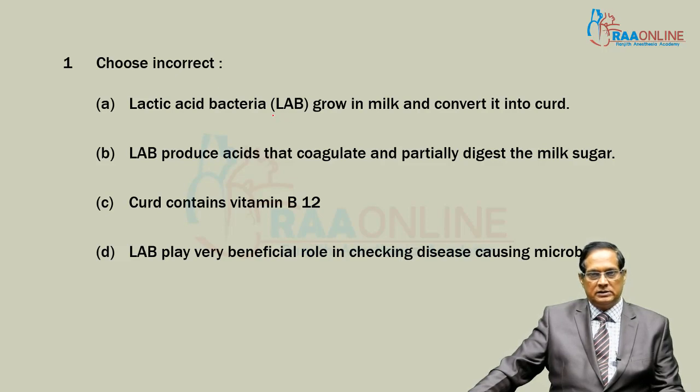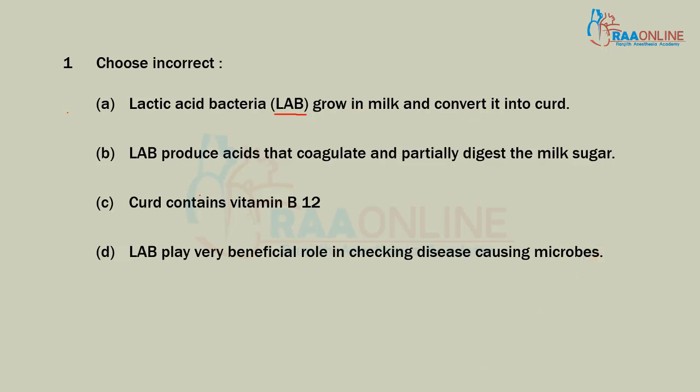Lactic acid bacilli are a group of bacteria, in which one example is Lactobacillus. They grow in milk and convert it into curd. This is right. LAB produce acid that coagulates and partially digests milk sugar. This is wrong. Instead of milk sugar, it is milk protein, casein.